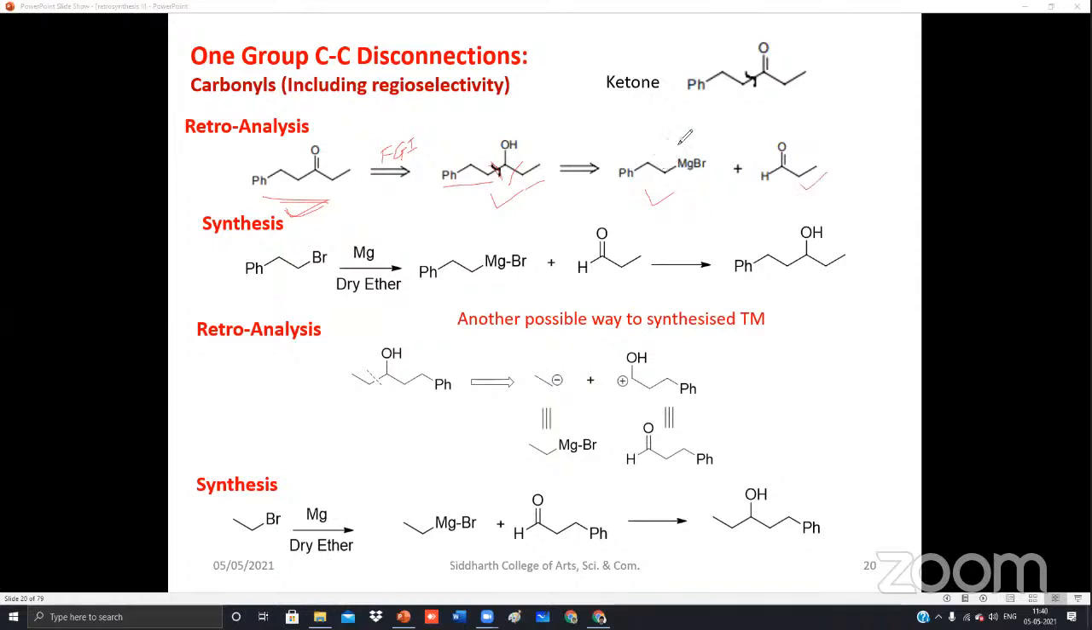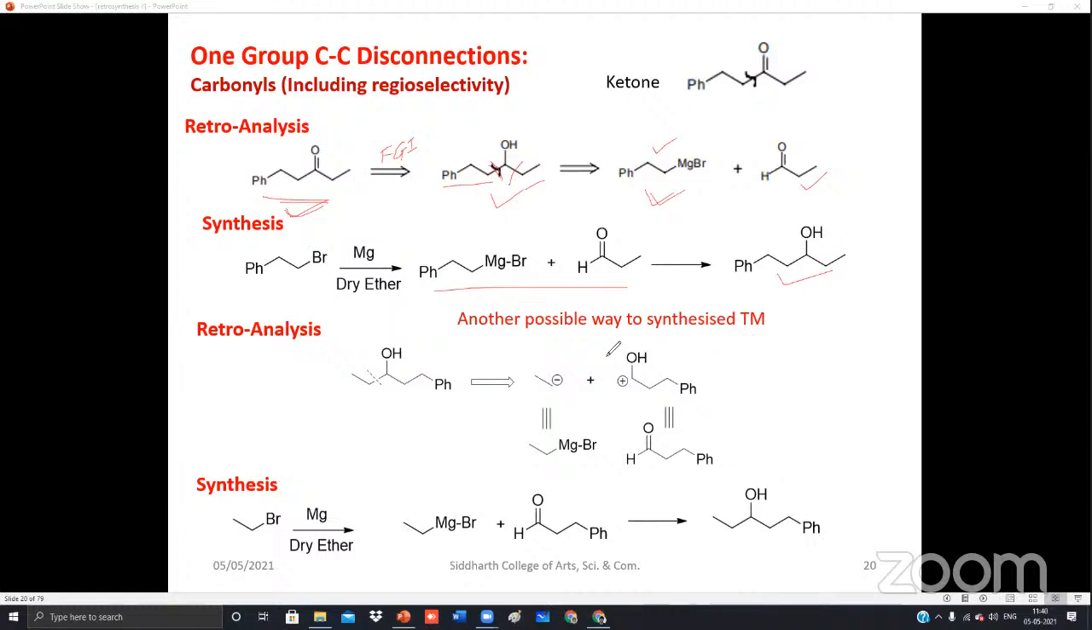Now, if this is not available, you can go one step ahead to synthesize this also. But in simple language, if this is available, then we will simply proceed with this, and you will end up with the target molecule.